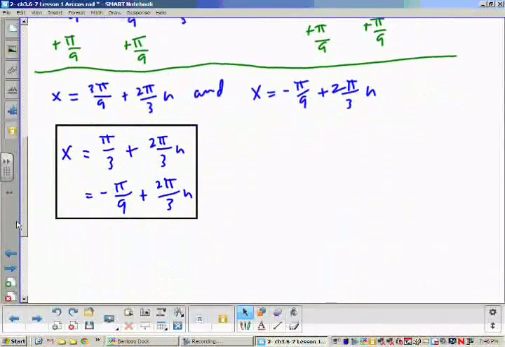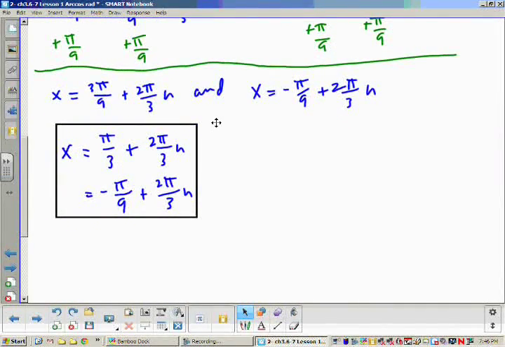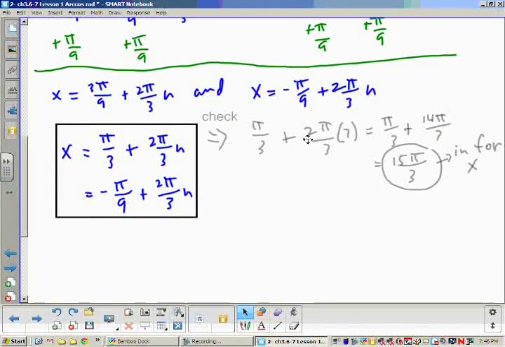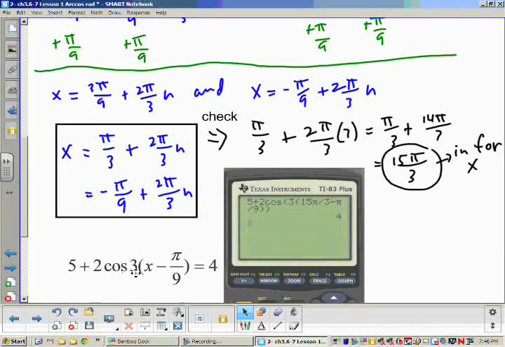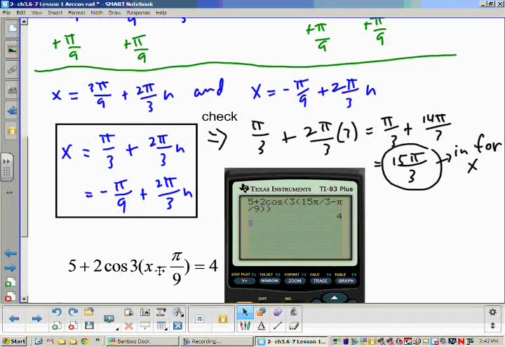Now, it's worth checking just because these values look kind of strange to me. So I went ahead and ran a random number, 7. I just plugged in 7. I get pi over 3 plus 2 pi over 3 times 7. That turned into 14 pi over 3. 1 over 3 plus 14 over 3 is 15 pi over 3. I plugged that in for x. My original equation was 5 plus 2 cos 3. I plugged in 15 pi over 3 for x, and I got 4. So I'm feeling pretty good. It's unlikely I can randomly just guess 15 pi over 3 and get the correct answer. So there's our answer.